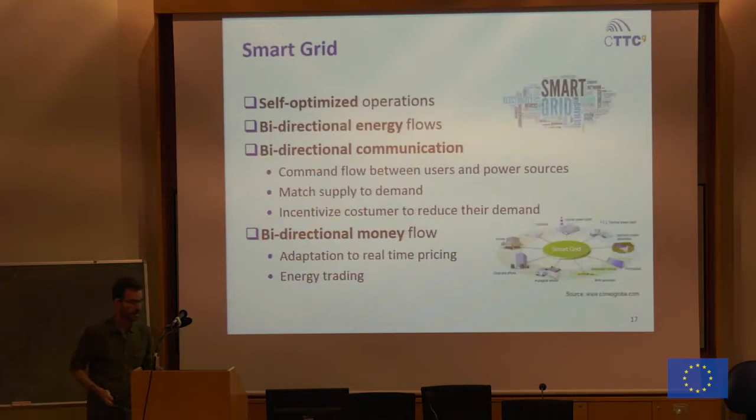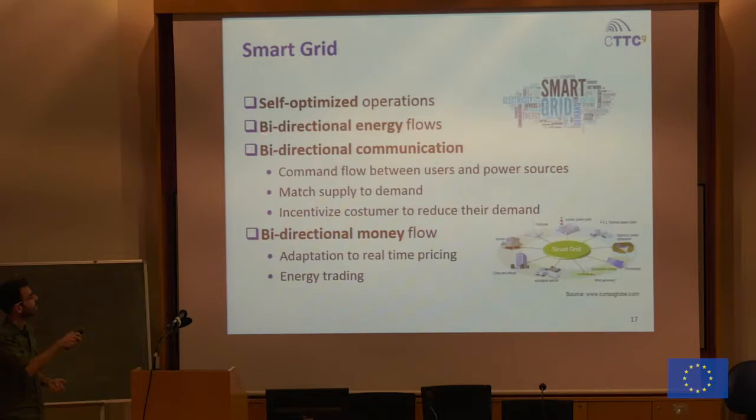This is the reason why they are opening a new research field called smart grid, because they want to control this distributed system in a self-optimized way. So it's important here to highlight self. So again, automation is important in this part, as in our networks.